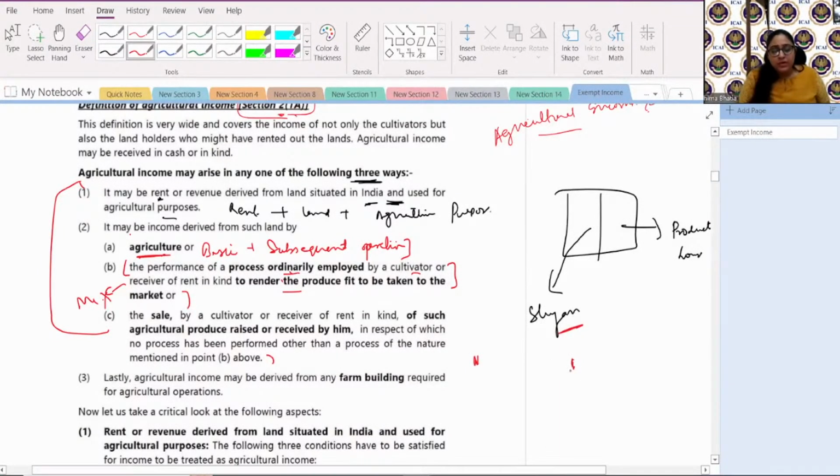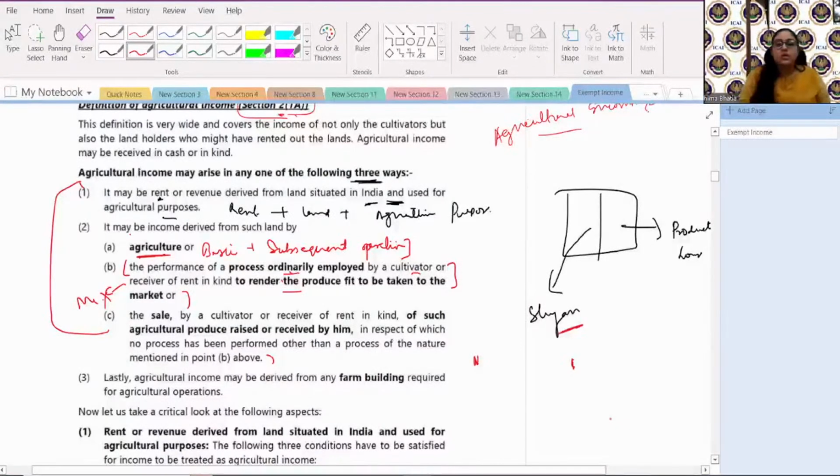Now, someone asked, ma'am, making sugar from sugarcane is not agricultural income? Definitely not. Sugarcane is a raw form. It's my agricultural produce. Up to sugarcane, that is the point which qualifies as an agricultural step. Anything more than that would not qualify as an agricultural income.